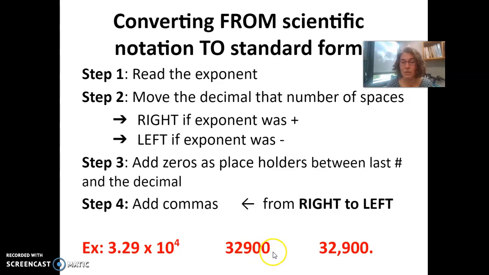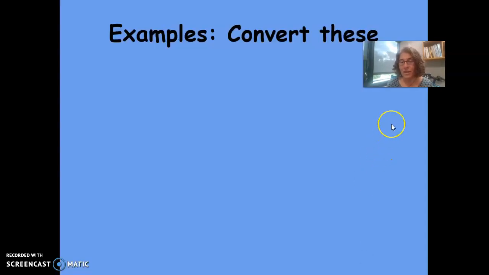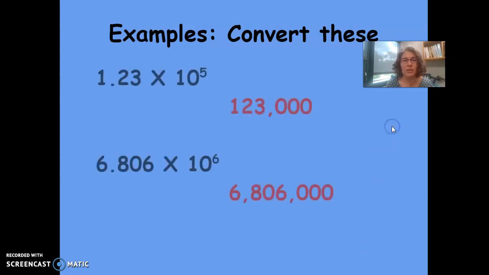Our decimal point is now right over here to the right of the 0. So that we can make that number easier for everybody to read, we work from our right to our left, and every 3 digits we put in a comma. So 3.29 times 10 to the 4th in scientific notation becomes 32,900 in standard form. All right, let's try a couple more examples. Again, you can pause to work on these on your own.